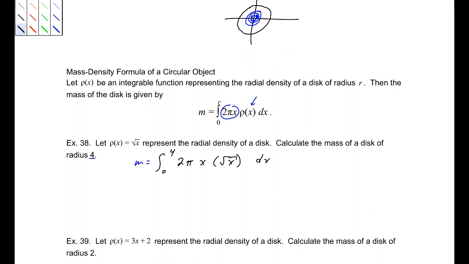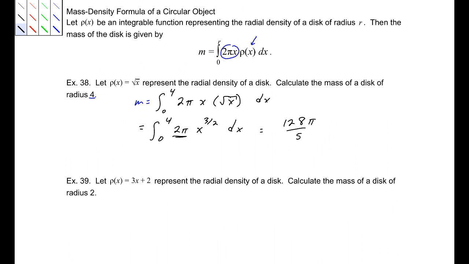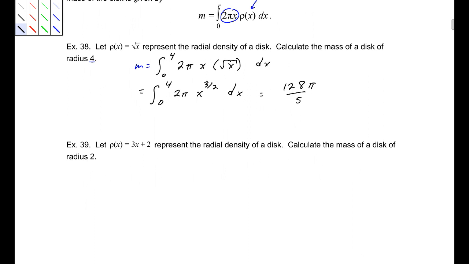Now, this can be written as the integral from 0 to 4 of 2 pi x to the 3 over 2, because the square root of x is just x to the 1/2 power. So we can combine it that way. Now, this is where I'm going to leave some of that Calculus 1 material, the evaluating of the integral. Since this is just the power rule, I'm going to leave that to you. This should be 128 pi over 5, which is a very strange number, but if you do calculate this, that is what you should get. And of course, remember, you can factor out the 2 pi, so you don't have to worry about that as you go either. All right, next question.